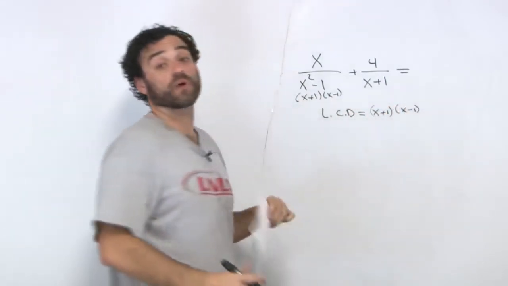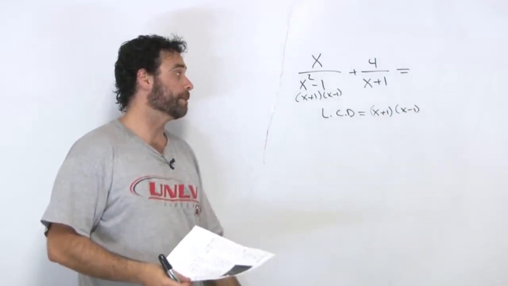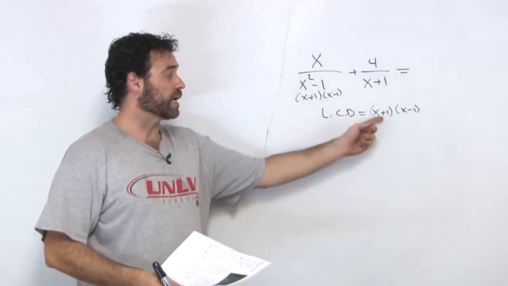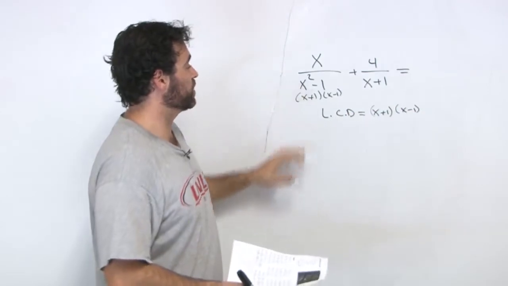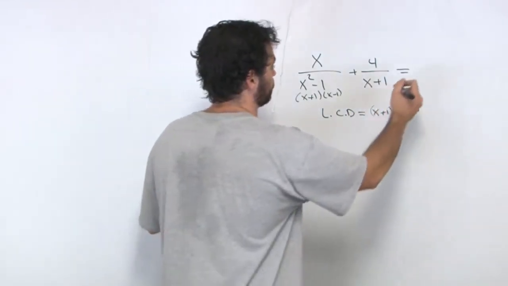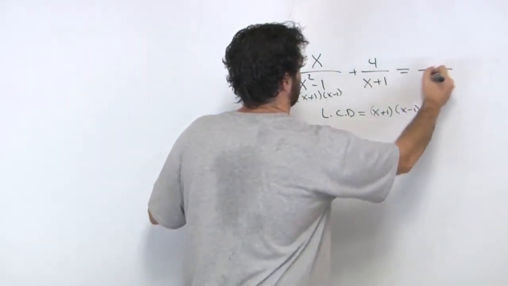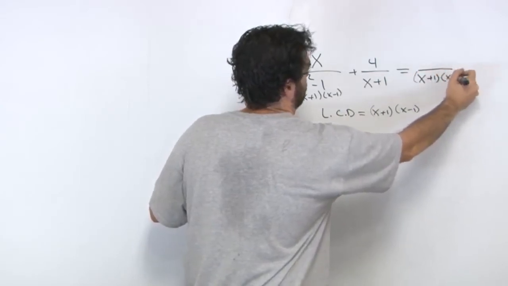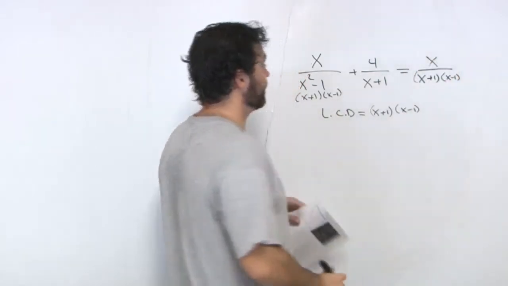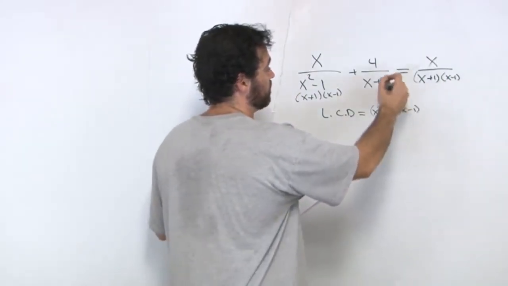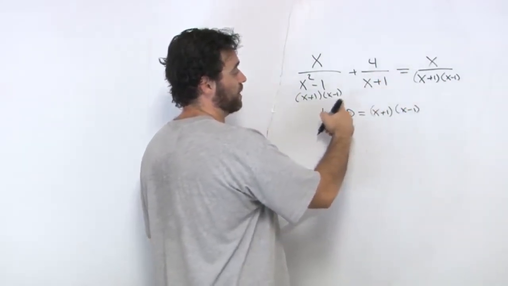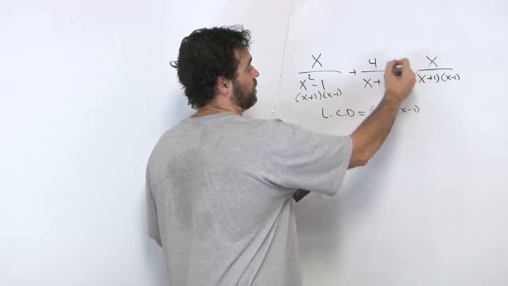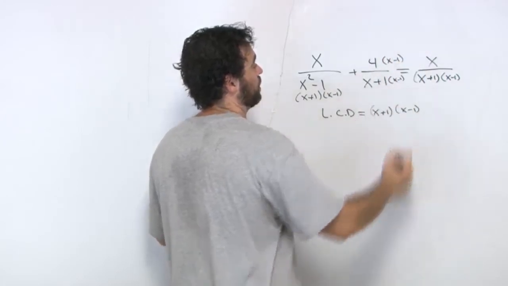So you see how involved, how much work these are. We need an x plus 1, x minus 1. This one is fine. The first fraction is fine. We're not going to write it over. We're not going to multiply it by anything. So that's just over x. This fraction, on the other hand, must be multiplied by an x minus 1. So x minus 1, x minus 1. So what do we get?